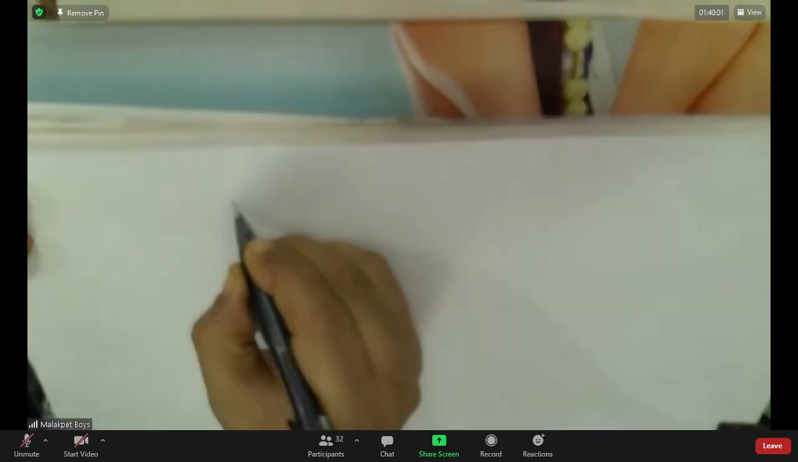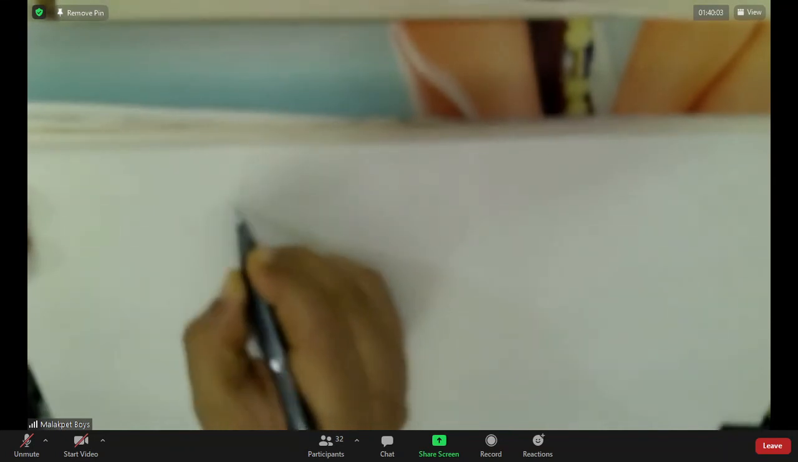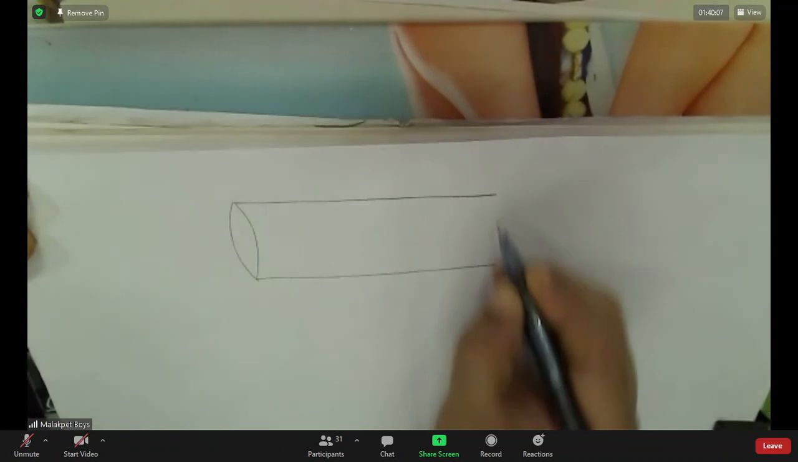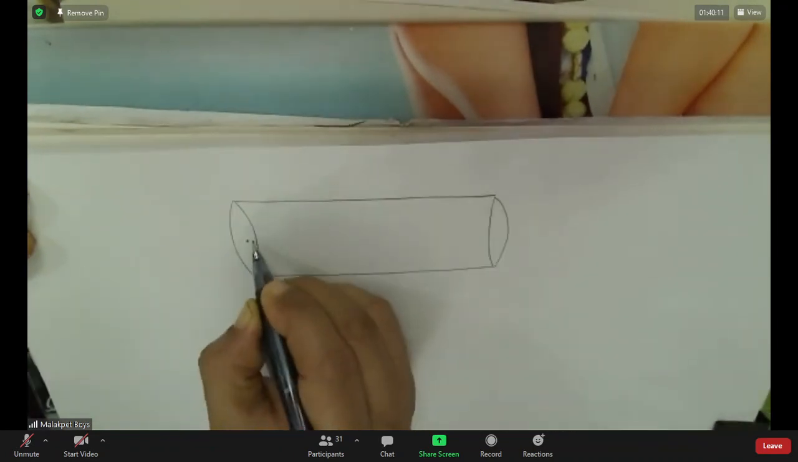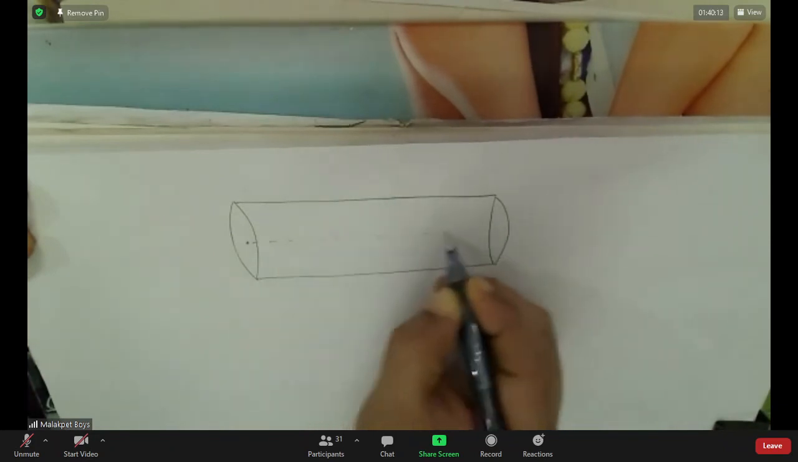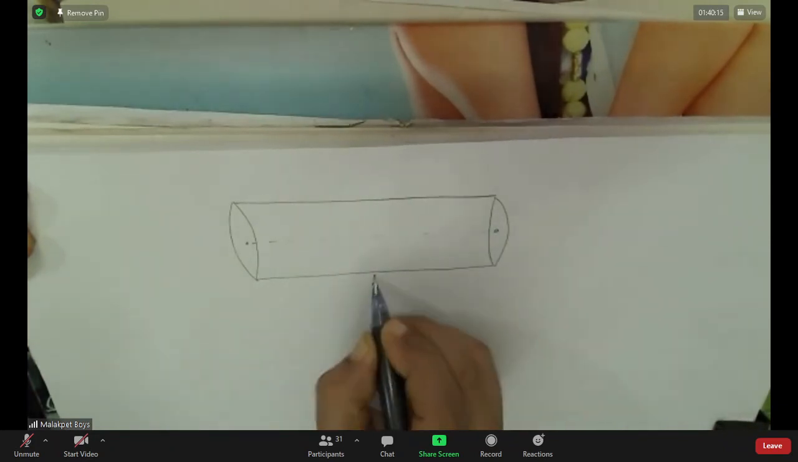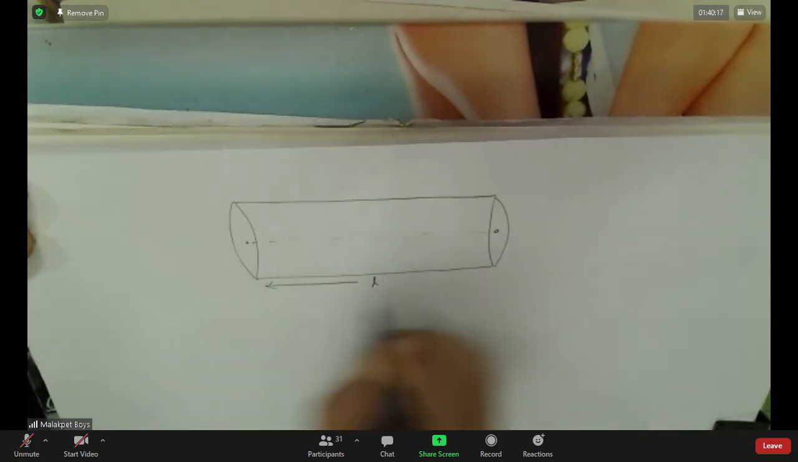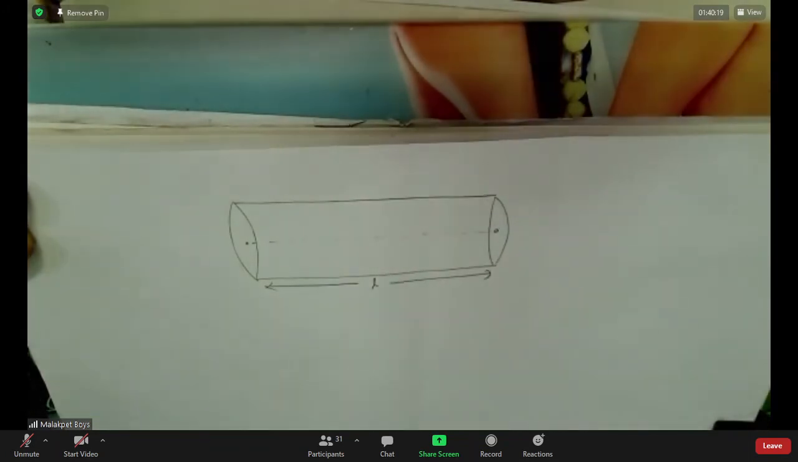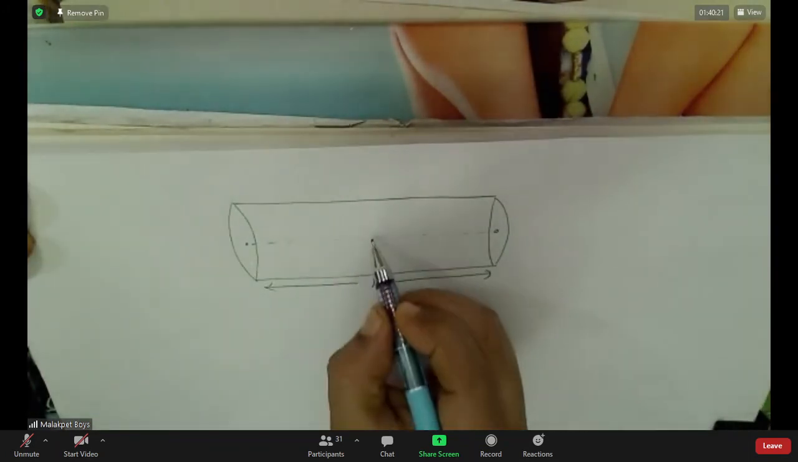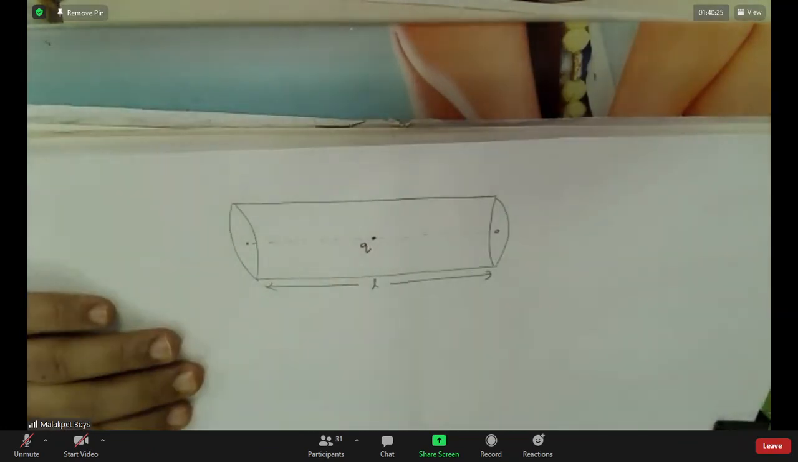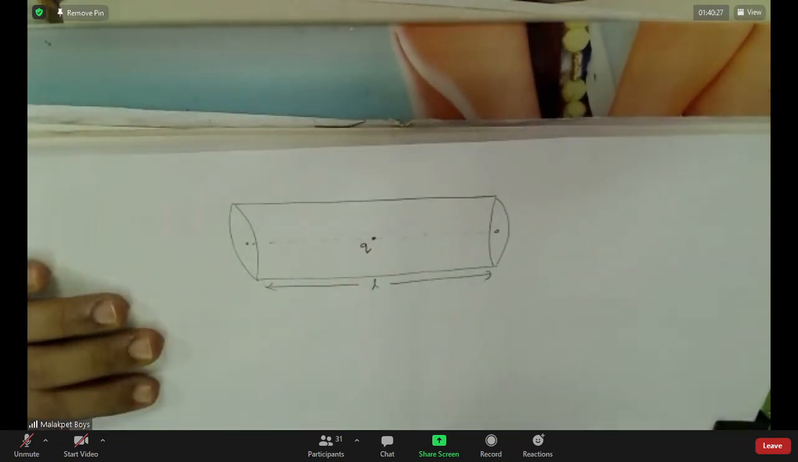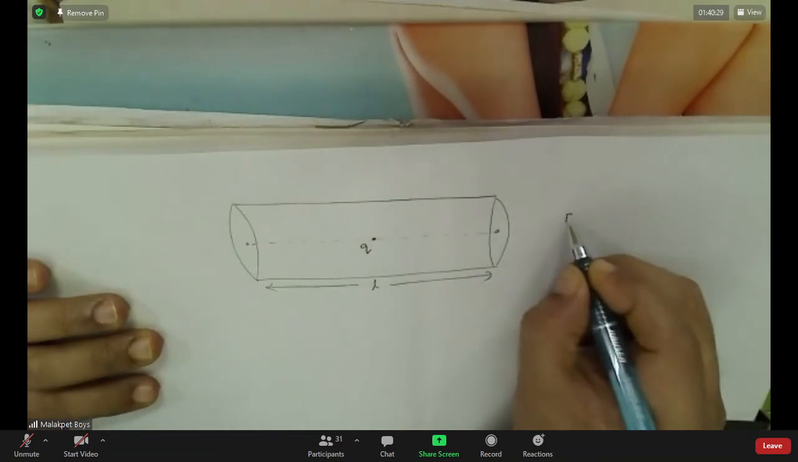Suppose a cylindrical surface, some cylindrical surface. Yes, sir. This is the axis of the cylinder. I'm keeping a charge here. You have to find the flux through the curved surface.